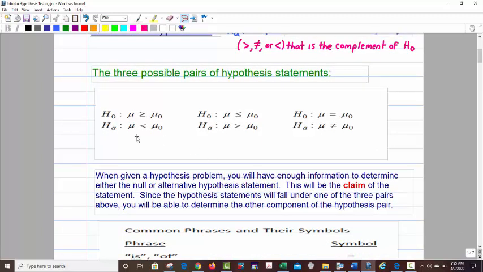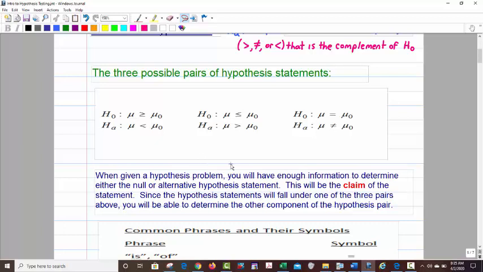Now, because these statements all come in pairs, when you see a hypothesis problem, you'll have enough information for sure to get either the null or the alternative hypothesis statement. That's what we call the claim of the statement. That's whatever somebody's claiming, that's their hypothesis. Now, all we need is one of the two, because we can get the other.